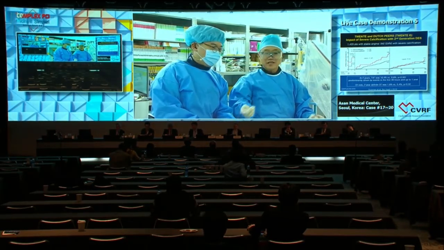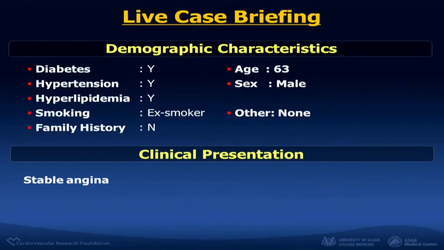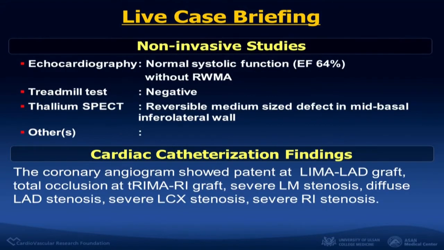Okay, Dr. Bach, can you explain the patient history and background? Show the images, the PowerPoint. Okay. A 63-year-old male was admitted for dyspnea on exertion. He had received bypass surgery, with a T-LIMA to RI, in 2009. His current risk factors were diabetes, hypertension, and ex-smoker. Next. His clinical presentation is stable angina. Next. His echocardiography shows normal systolic function without regional wall motion abnormality, and some defects, a medium-sized defect in the mid-basal inferolateral wall.